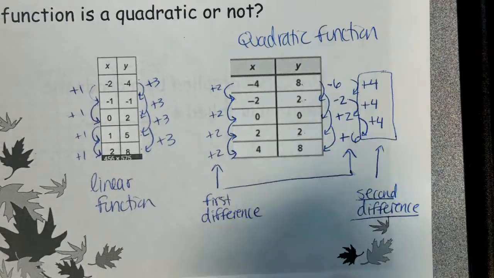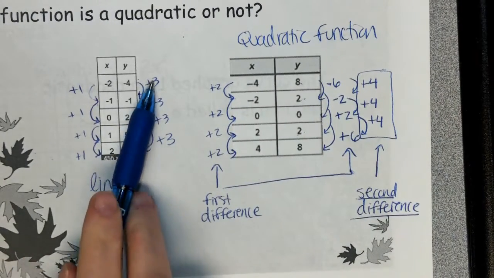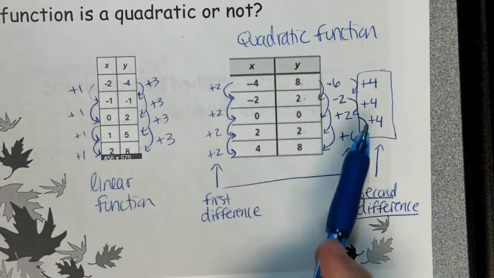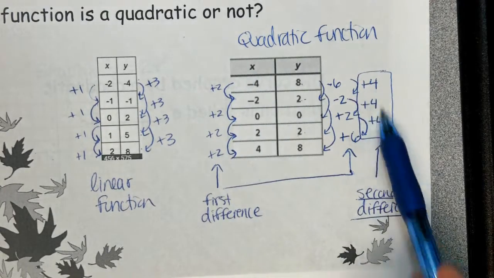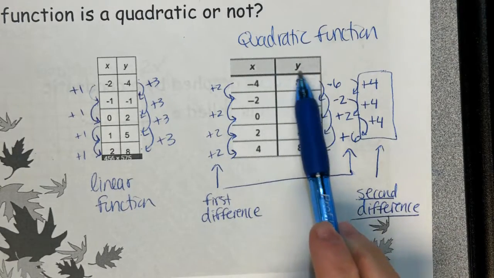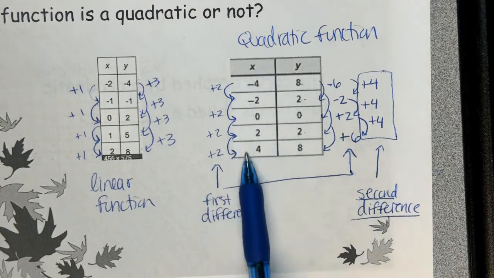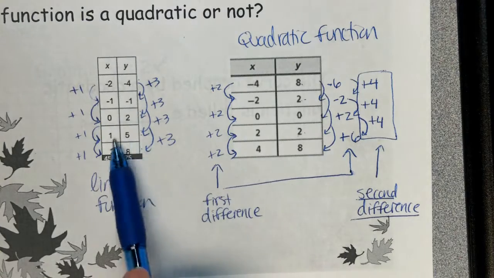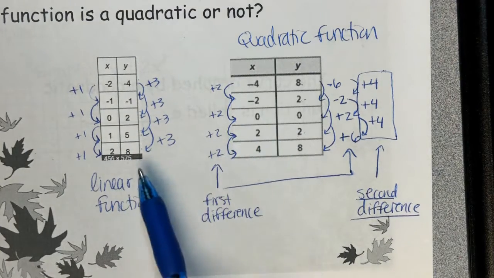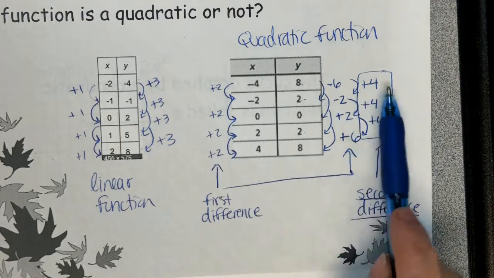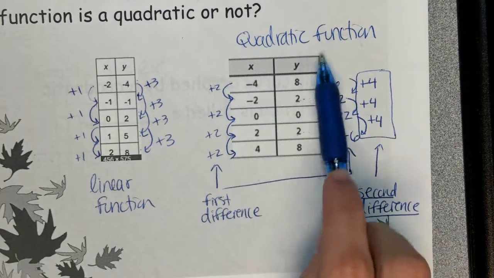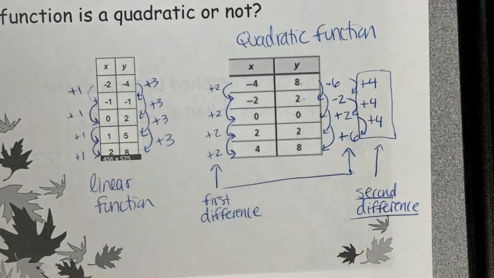So for linear functions, the first difference is consistent in the y values. In a quadratic function, you look at the second difference to be consistent for the y values. Notice that for all of these, whether linear or quadratic, the x values have a consistent change. So we really start to look at the y values to determine what kind of function it is.